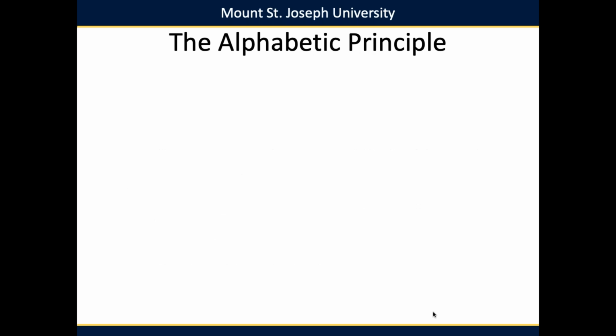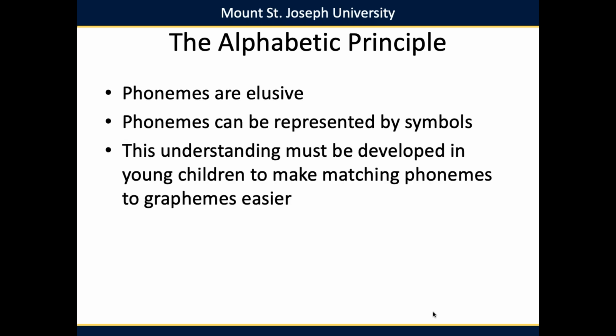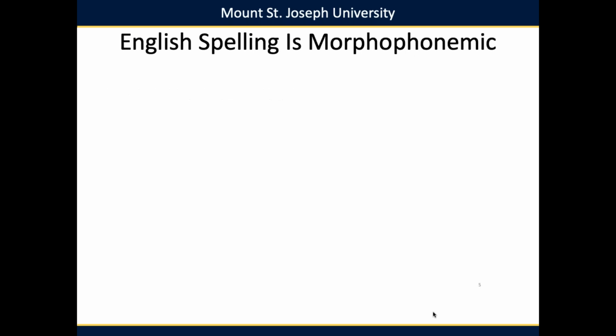We previously explored the fact that phonemes are elusive. The alphabetic writing system is a fairly recent invention. It is a relatively recent human insight that words can be broken into phonemes, which in turn can be represented with symbols. This is called the alphabetic principle. Children acquire this understanding starting in kindergarten.